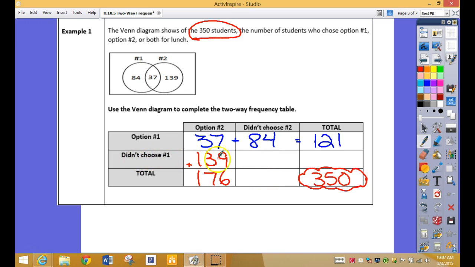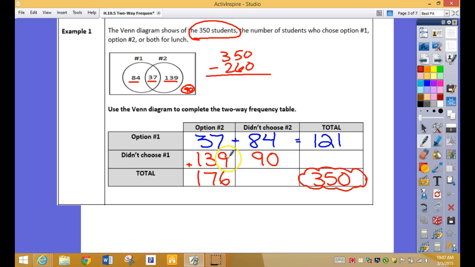How many didn't choose number 1 and didn't choose number 2? Do we know that other number in our universe that's missing? No. What is 84 plus 37 plus 139? You add those up, you get 260, right? And our total was 350. This is what we did yesterday on our Venn diagrams. What do I get when I subtract? You get 90. So now I add up all my numbers inside my Venn diagram and that 90 in the universe, it equals 350. So the ones that did not choose anything were 90.